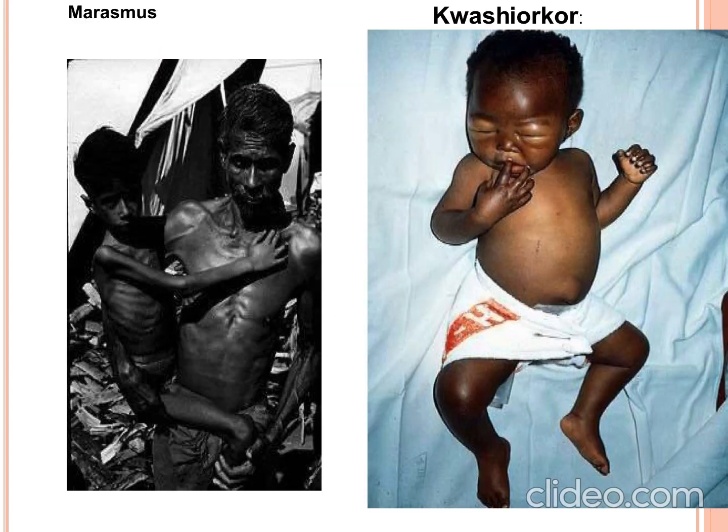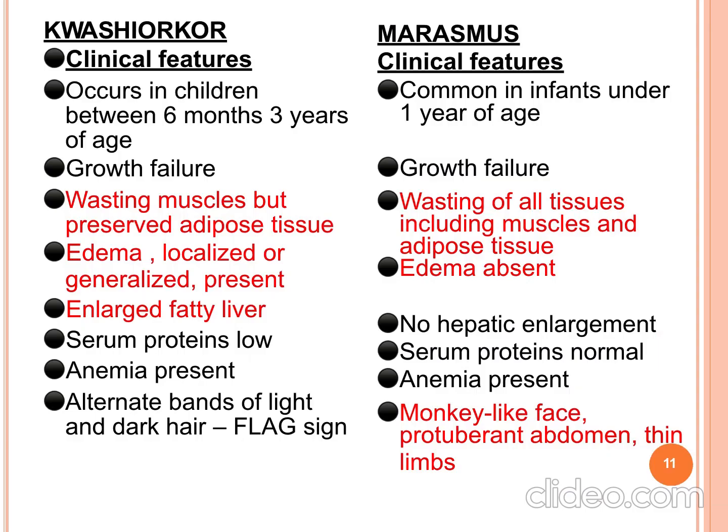This picture shows the difference between marasmus and kwashiorkor. We can see the pictorial difference, where we can see complete emaciation in the case of marasmus, whereas in kwashiorkor, chubbiness is there, but still the patient suffers from protein energy malnutrition. Now we'll look at the difference between kwashiorkor and marasmus by clinical feature and morphology.